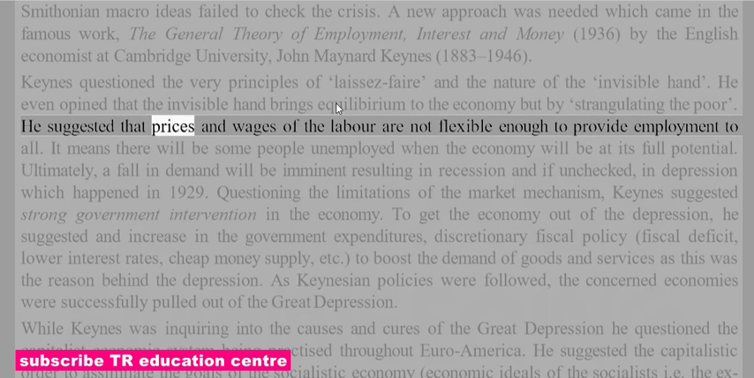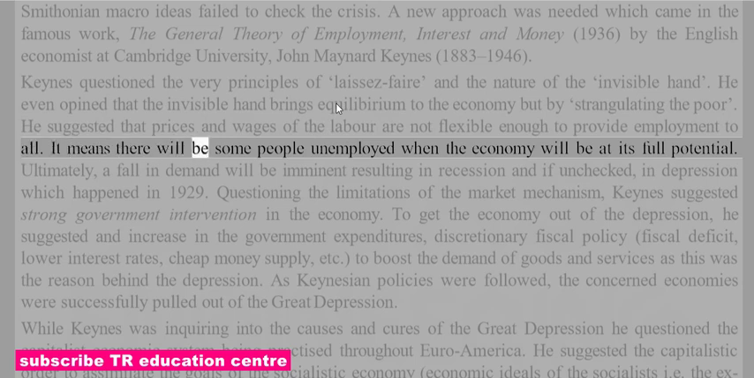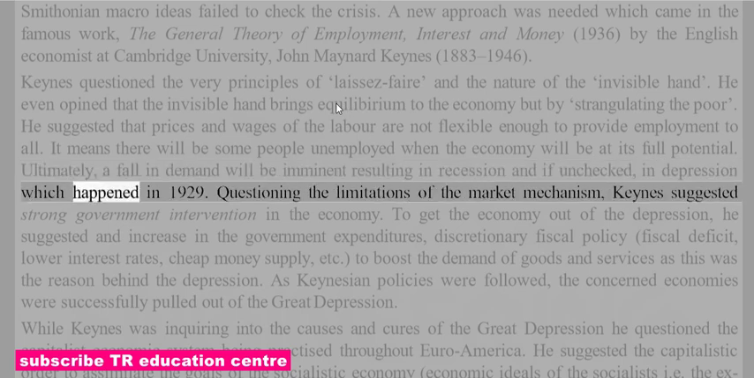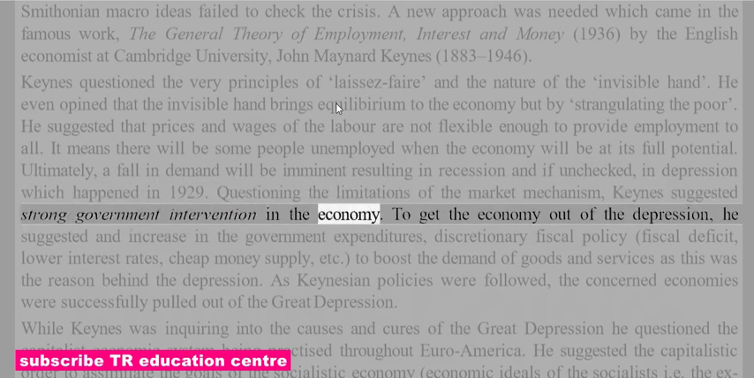He suggested that prices and wages of the labor are not flexible enough to provide employment to all. It means there will be some people unemployed when the economy will be at its full potential. Ultimately, a fall in demand will be imminent, resulting in recession and, if unchecked, in depression, which happened in 1929. Questioning the limitations of the market mechanism, Keynes suggested strong government intervention in the economy.